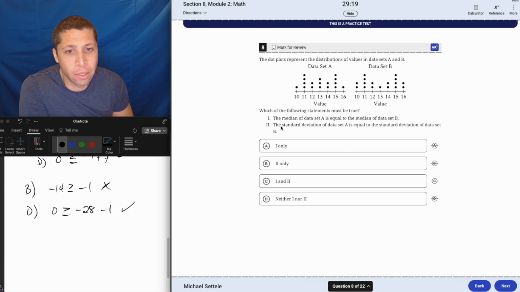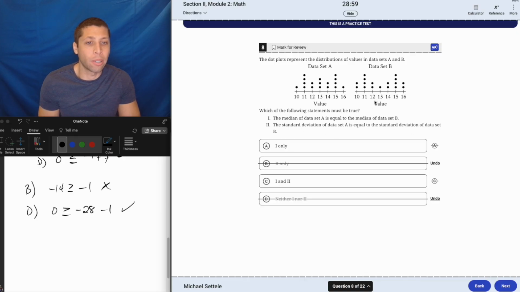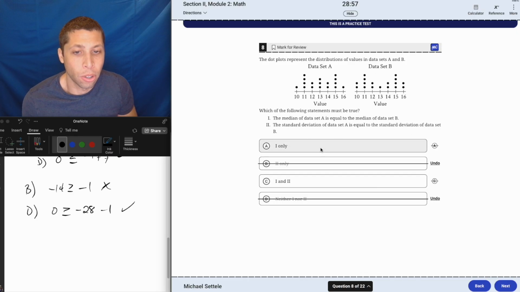Okay. Which of the following statements must be true? The median data set A is equal to median data set B. So they're just even. So the median here is 13 because they're evenly spaced sets. This is also evenly spaced. So this is definitely true. So not this, not this. The standard deviation of A is equal to standard deviation of B. No, because they're spread out in different ways. So they're not equal. So one only.